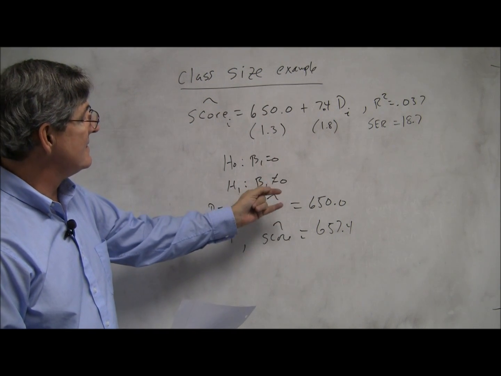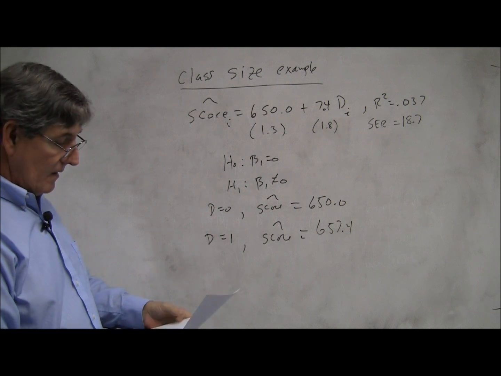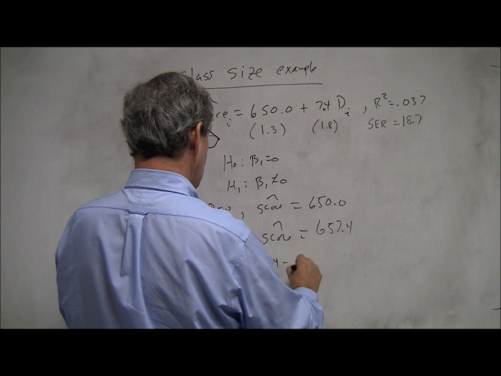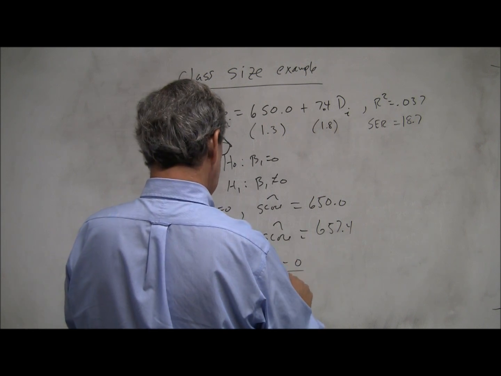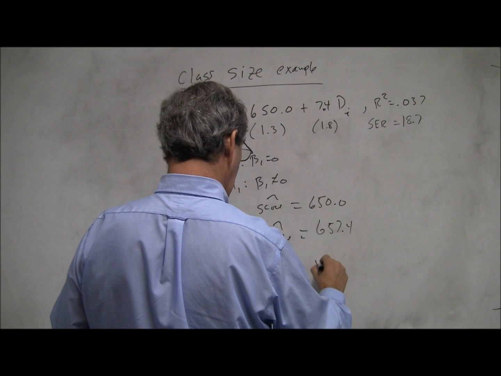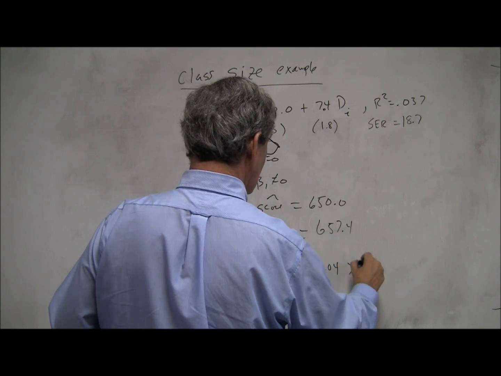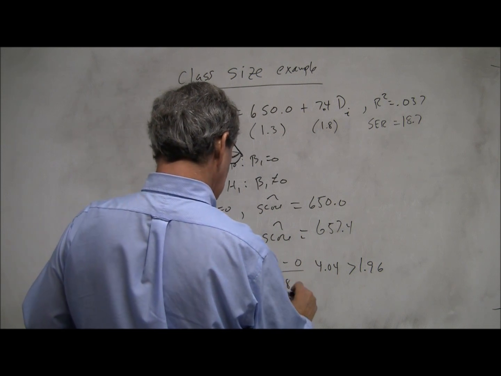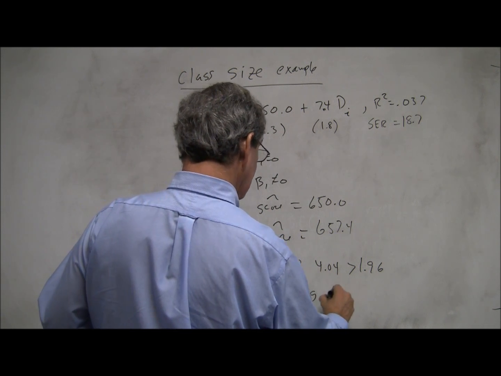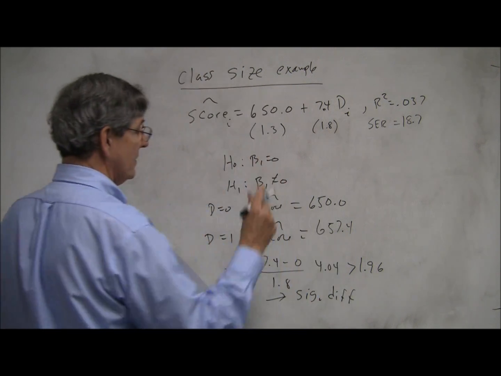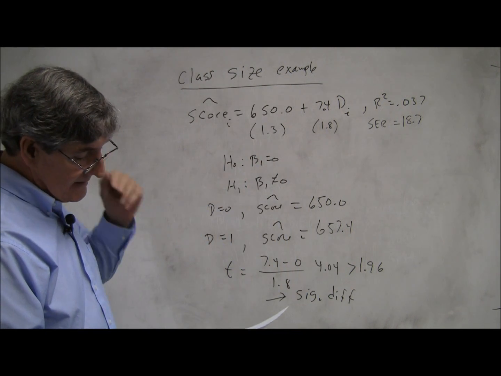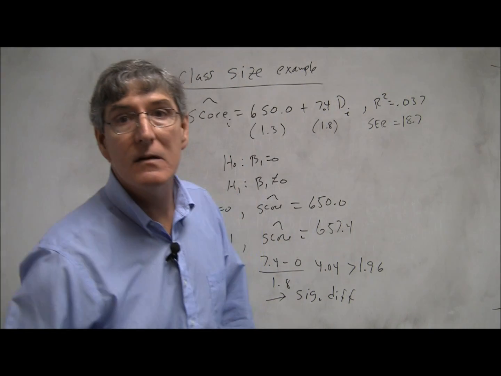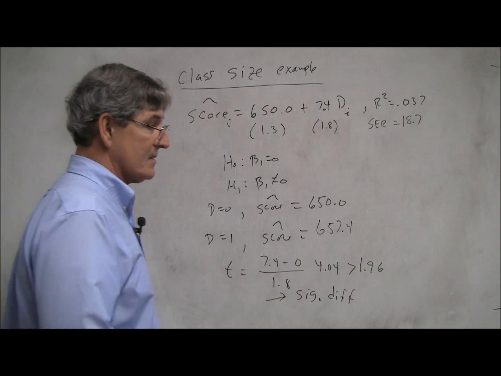So those are the predicted means. Is that a statistically significant difference? Well, if we do the t, it's 7.4 minus 0 over 1.8, which is 4.04. That's a lot bigger than 1.96, and so they're significantly different. We reject the null. So there's a statistically significant difference between the population means for these two groups.